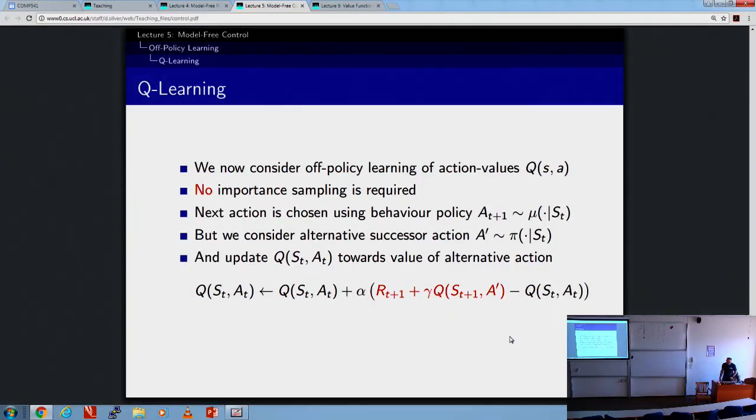Now let's come to Q learning. Q learning is another off-policy learning for the Q function, as the name suggests. We don't use importance sampling, okay? But the way we choose the next action and the way we consider alternative actions are different from each other. That's why it's considered off-policy learning. So, in particular, let me show you the actual equation.